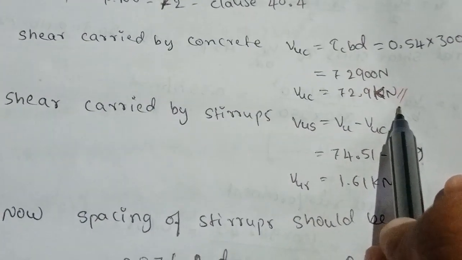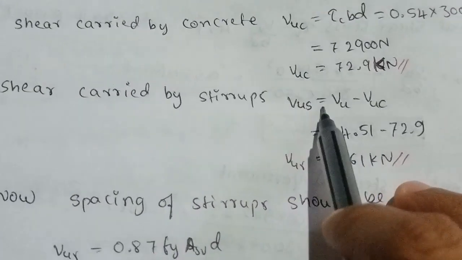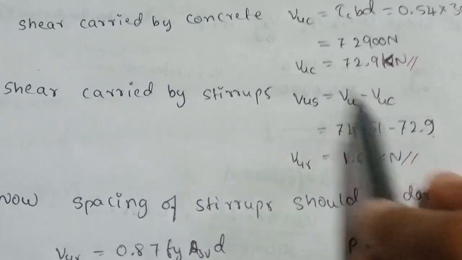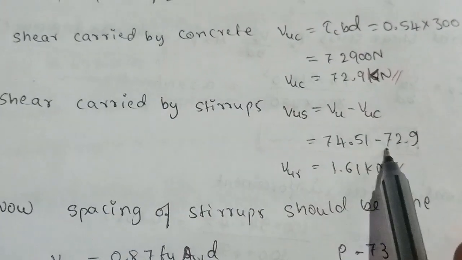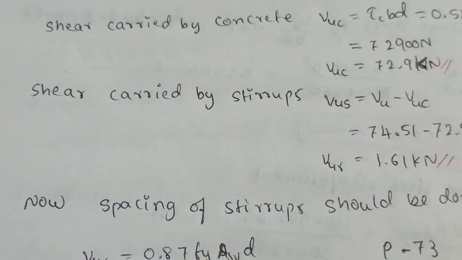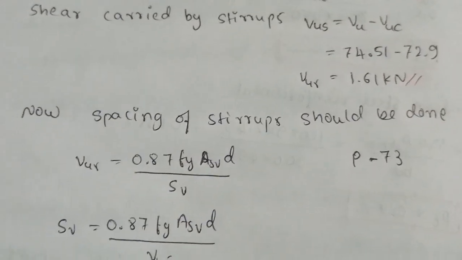And we also need to calculate the shear carried by stirrups. For that we have the formula VUS is equal to VU minus VUC, the shear carried by concrete. Substitute all the values and simplify this, we will get 1.61 kilonewton. After this, the spacing of stirrup should be done.